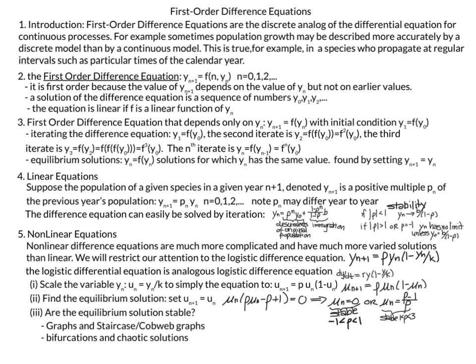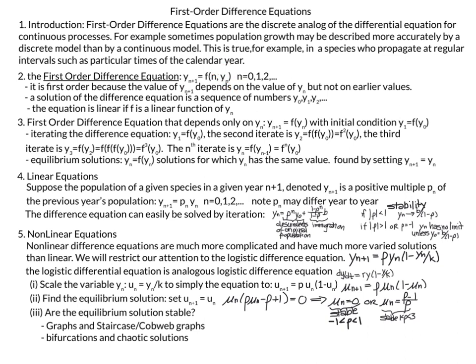And again, they're the discrete analog of the differential equation for a continuous process. So in other words, it's like population growth, but maybe we have population growth that's described more accurately by a discrete model, such as when a species propagates at regular intervals, like a certain time of the calendar year, say spring. So instead of a differential equation, we have a difference equation where y_{n+1}, so the future population, is equal to a function of y_n, our current population.